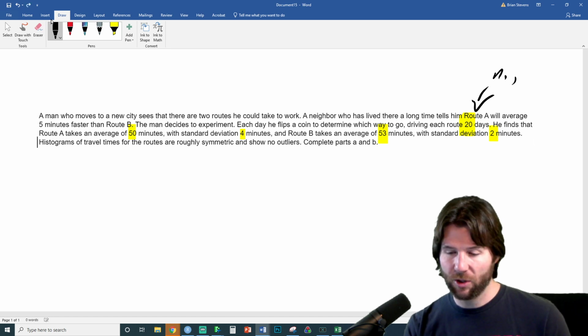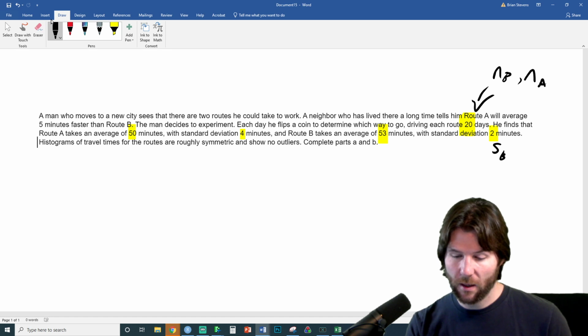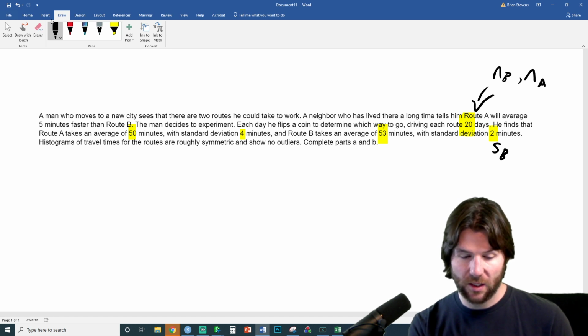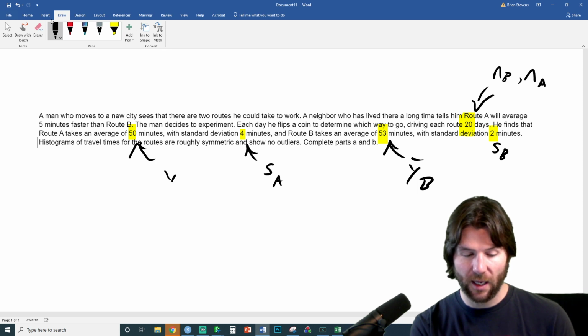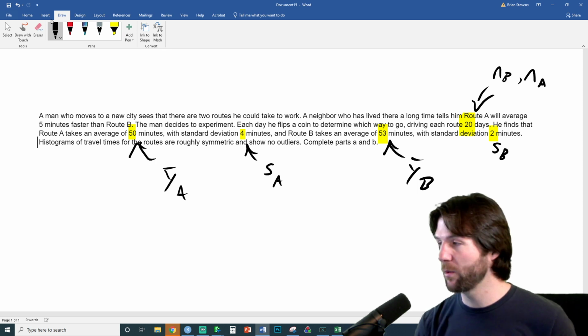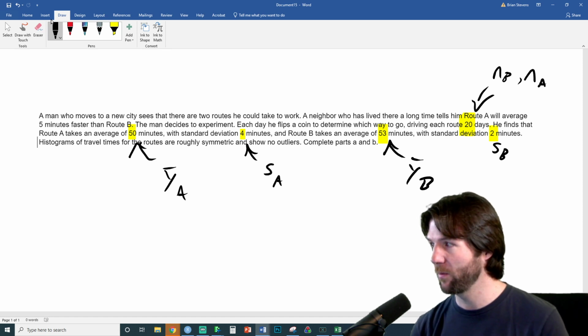Now technically what we should do is use the notation they use: this is NB and this is NA. This is the standard deviation of B, and this is the standard deviation of A. This is the mean of route B, and this is the mean of route A. Mark your notation. Know your notation. We have the average time it takes to ride route A and the average time it takes to ride route B.